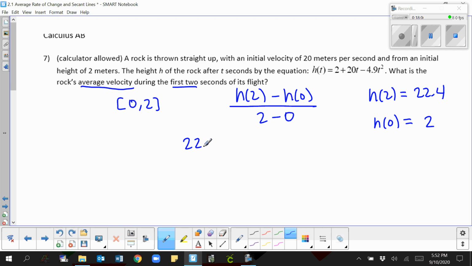So I'm looking at 22.4 minus 2 over 2 minus 0. So I'm looking at 20.4 divided by 2, which is going to give me 10.2. And my units are going to be meters per second.